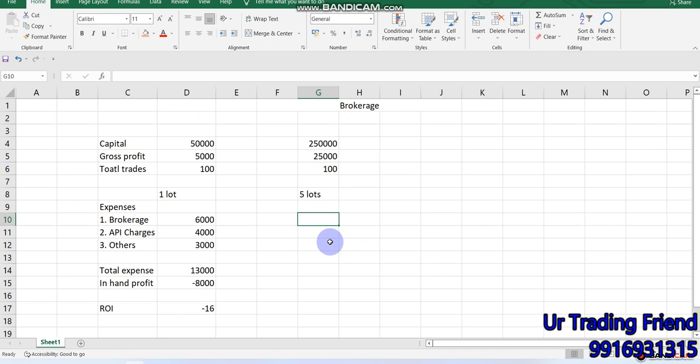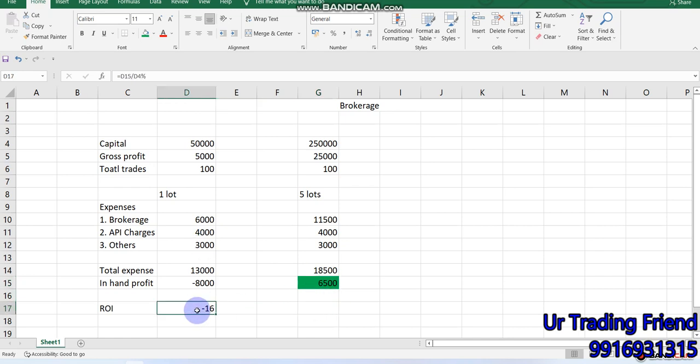That means 115 into 100. I'll keep it very simple, round figures. 11,500 is your brokerage, and the API charges remain the same and other charges also remain the same, right? So what is your total expense now? Total expense is 18,500. And what is your in-hand profit? See here, now you are in green. This is what I am trying to explain. 6,500. You are following the same strategy, not doing any changes, and still you are in green.